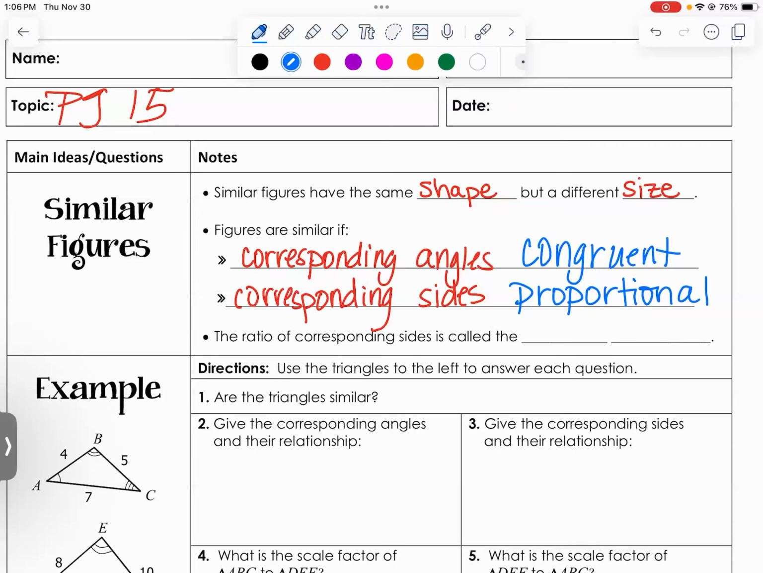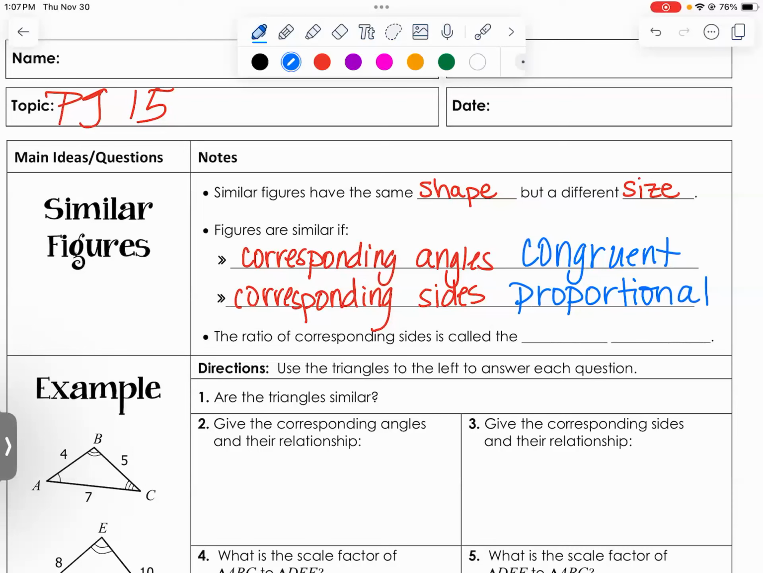All right, here we go. Corresponding angles are congruent. Raise your hand. Tell me what congruent means. The same. Corresponding sides are proportional. Say that again. Okay, they're not the same. They're a different size, but there's got to be something more than just different size, right?